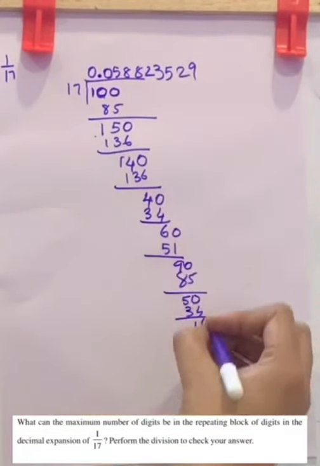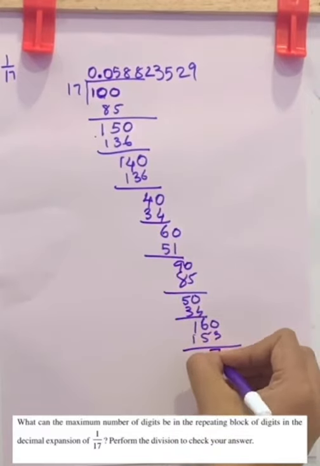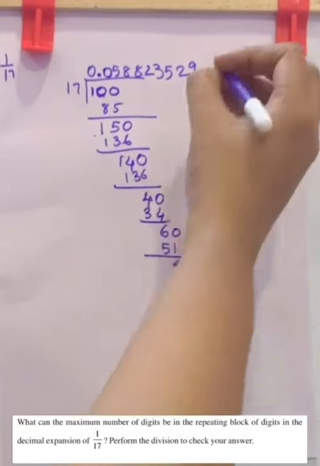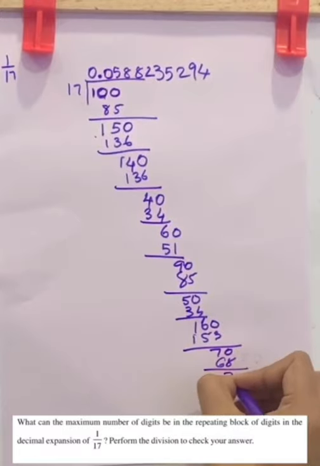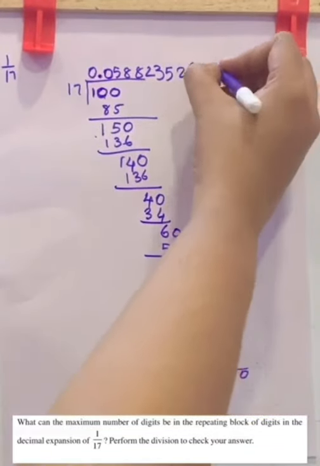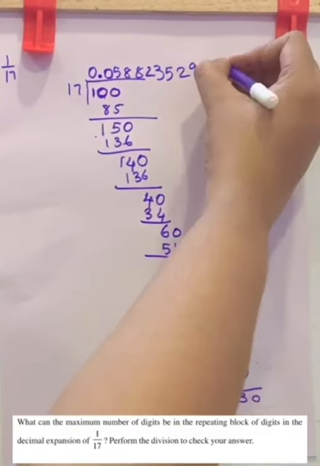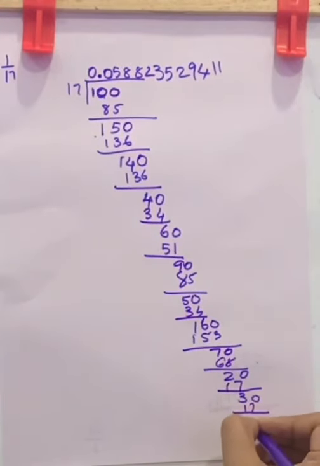169 times, that is 153. Balance is 17. 170. In 170, 4 times, that is 68. Balance is 2. 21 times 17. Balance is 3. 30. 30 again 1 time, 17. Balance is 1.